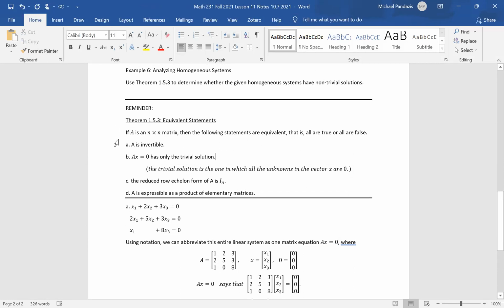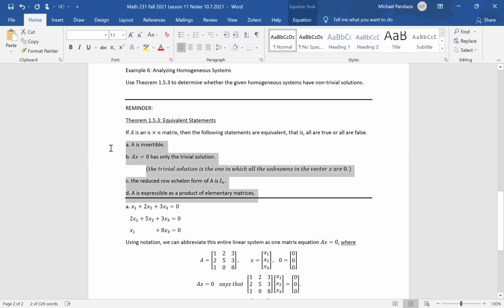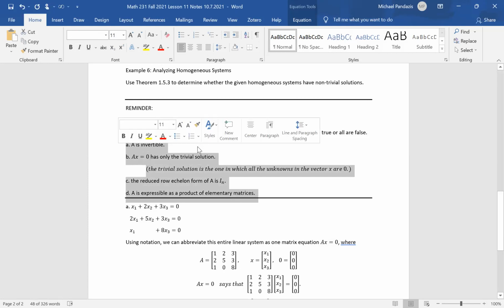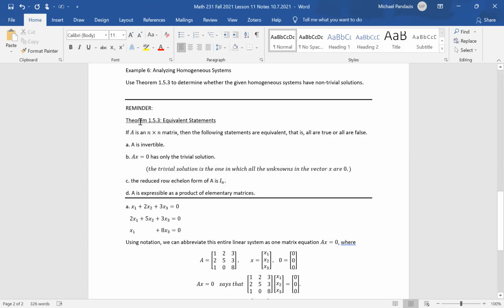Okay? And so if we want to determine whether this B is true or false for this given Ax equals 0, we just need to show that any of the other three statements are true or false, because all four statements have the same truth value according to the equivalent statements theorem, theorem 1.5.3. So our job is no longer to directly show that it does or does not have non-trivial solutions. We can show any of the three other ones are true or false to do that. All right.